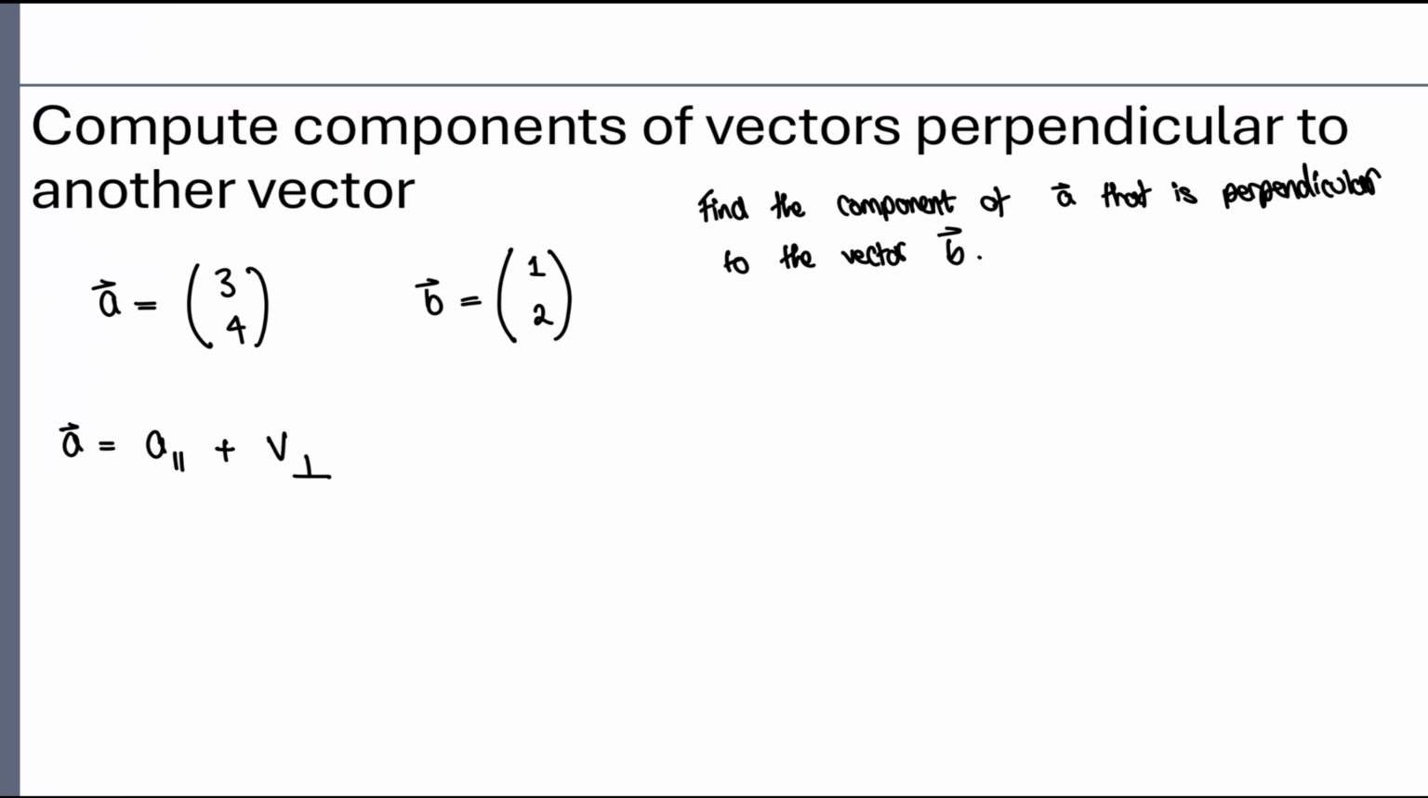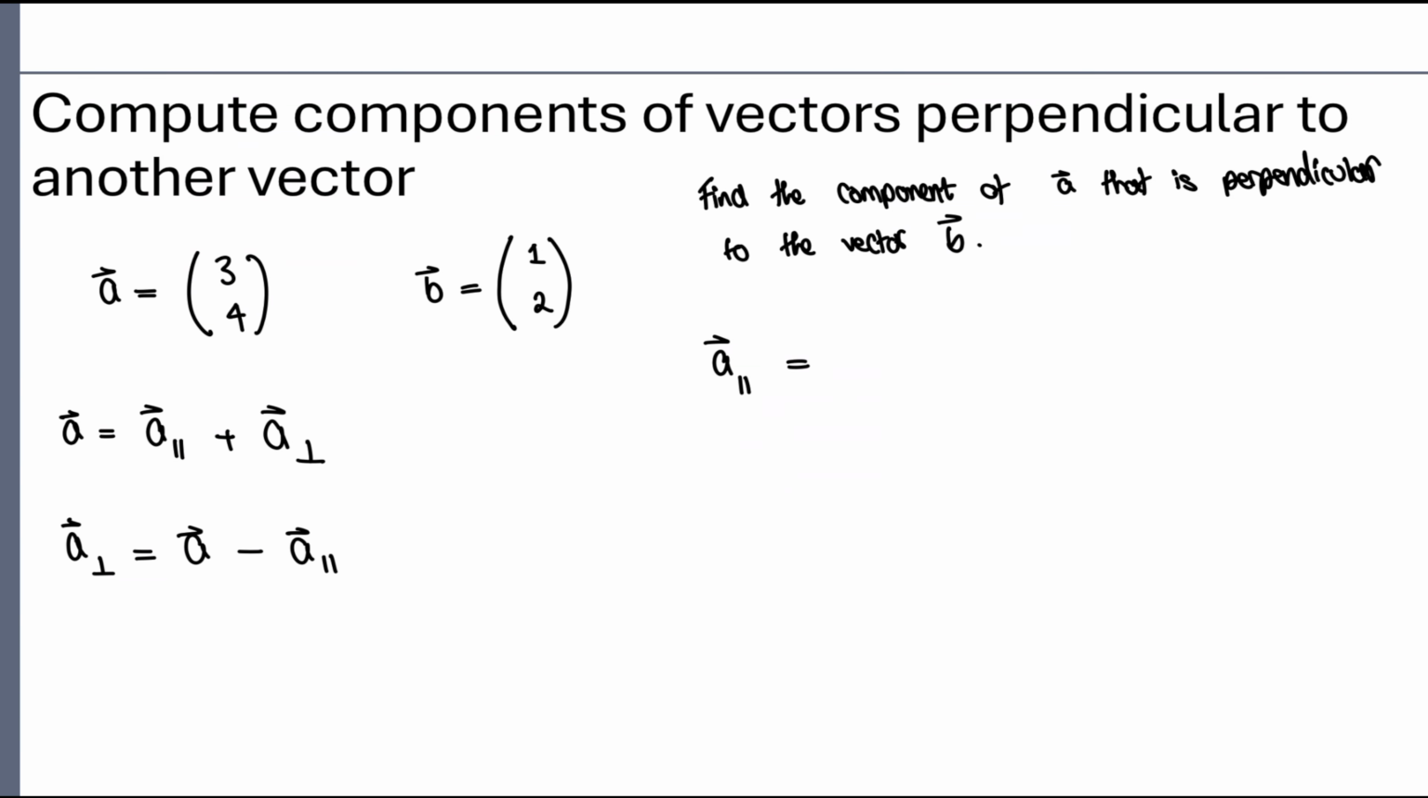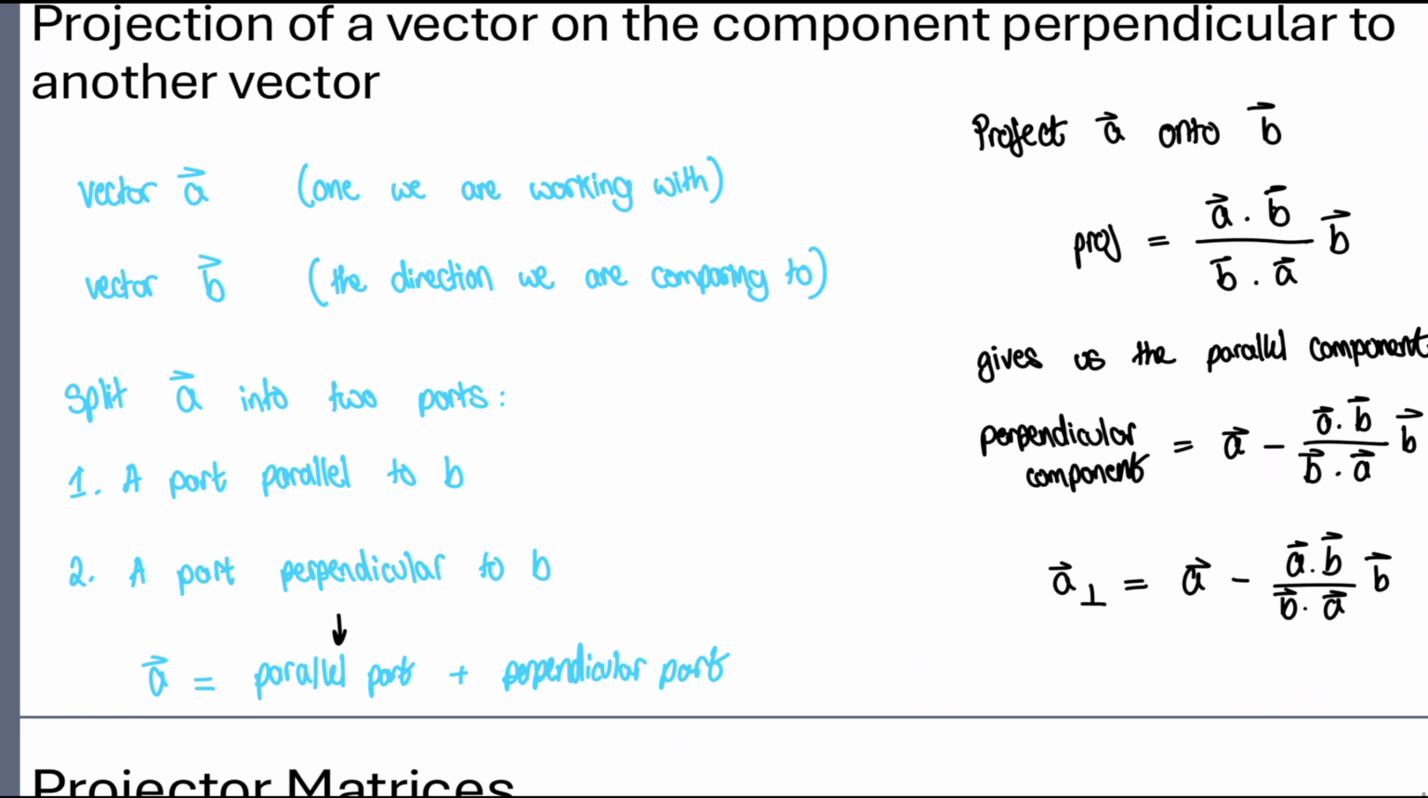And so we can rearrange this to get the perpendicular part of A being equal to the vector A minus its parallel part. Now, in order to find the parallel part, we have to use the formula that we saw before, which was A dot B and then B dot B, all multiplied by the vector B. And it turns out I have written the formula wrong here. This should be that.